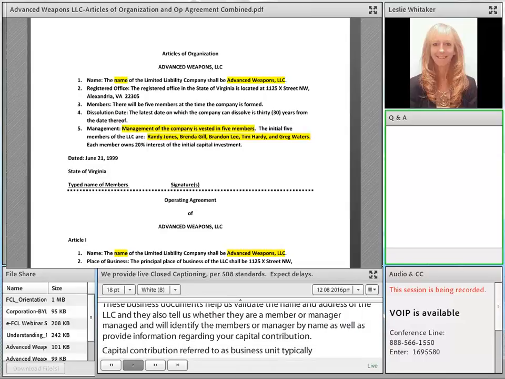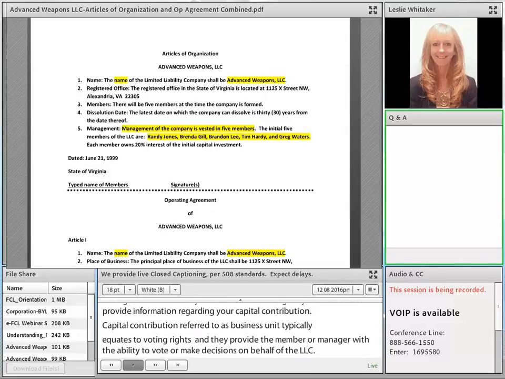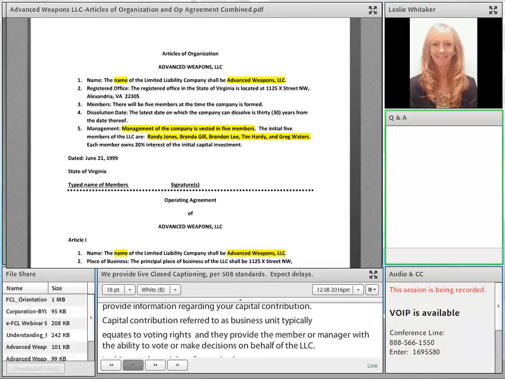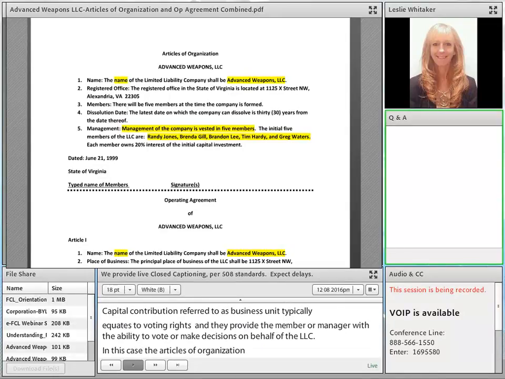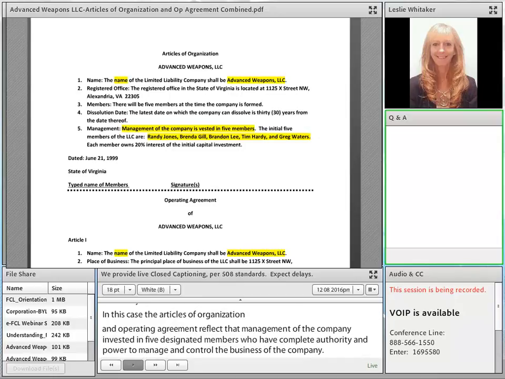In this case, the Articles of Organization and Operating Agreement reflect that management of the company is vested in 5 designated members who have complete authority and power to manage and control the business of the company. Each member owns a 20% interest of the capital investment and has equal voting rights. These members must all be identified on the KMP list and must be cleared in conjunction with the FCL.